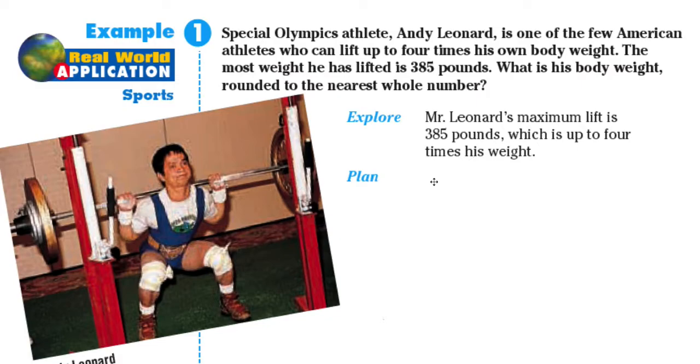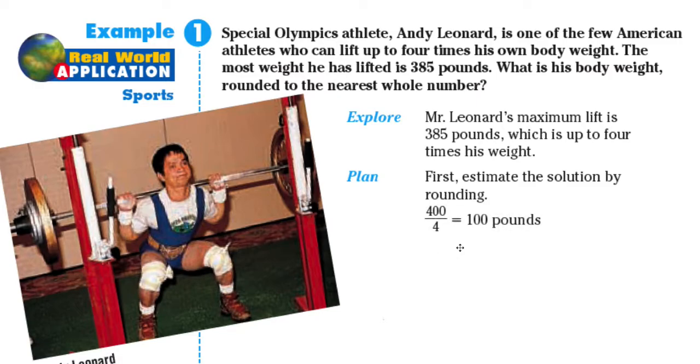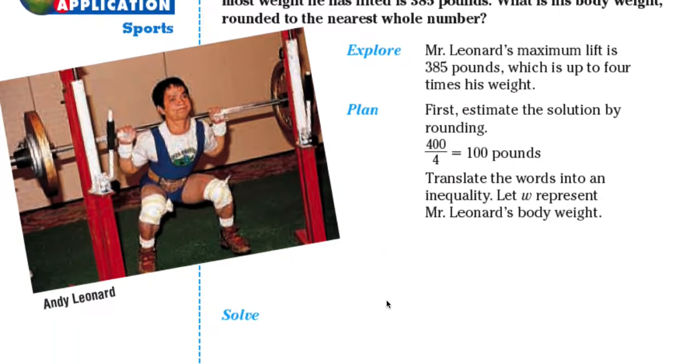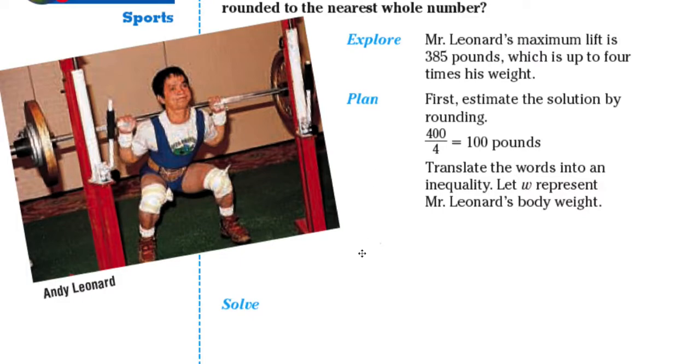First, to be able to plan in solving this problem, we need to estimate by rounding. 400 divided by 4 is around 100 pounds. Then we translate the words into an inequality. Again, we start off with a let statement. Let W represent Mr. Leonard's body weight. Using that let statement, we can now translate our word problem into an inequality.